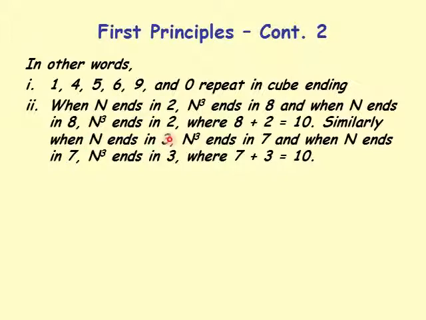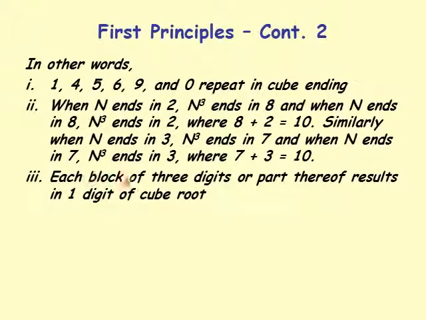Similarly, when n ends in a 3, the cube ends in a 7, and when n ends in a 7, the cube ends in a 3, where 7 plus 3 is 10. Let's continue here. Each block of 3 digits or part thereof results in one digit of the cube root.